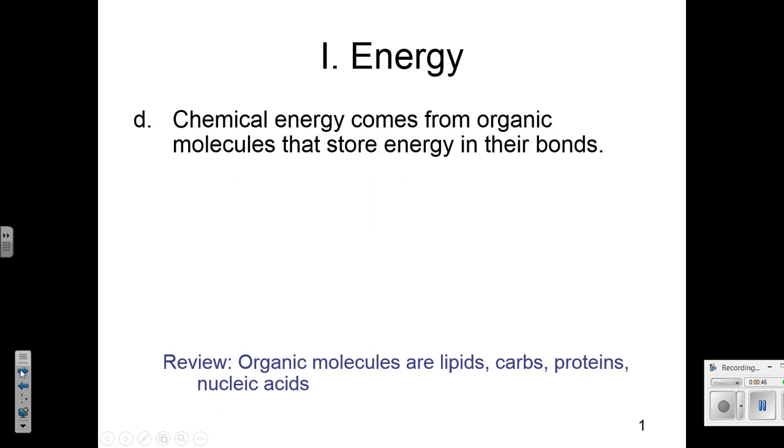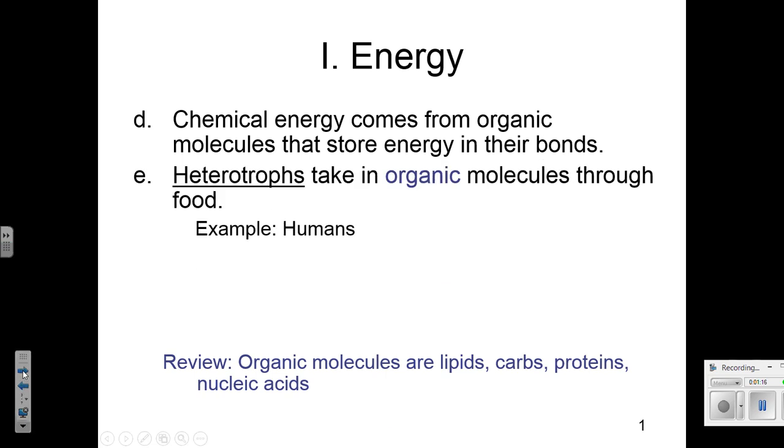So chemical energy comes from organic molecules that are storing energy in their bonds. So a reminder, organic molecules are the lipids, carbs, proteins, and nucleic acids. We talked about at the beginning of the year how carbohydrates have a lot of energy in their bonds because they're very complex. Lipids have a lot of energy too. Proteins have a little bit less, but they still have quite a bit of energy. And then nucleic acids are the ones that we can't use for energy.